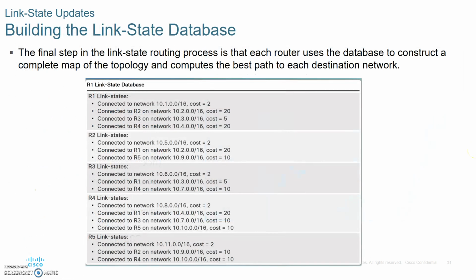The final step in the link state routing process is that each router will use the database to create a complete map of the topology. Every router will have the same information in its database. This is the link state database for R1. R2 will also have exactly the same link state database. So they will create the same topology between R1, R2, R3, R4 and R5. Using this information, they can start to create the map and compute the best path.